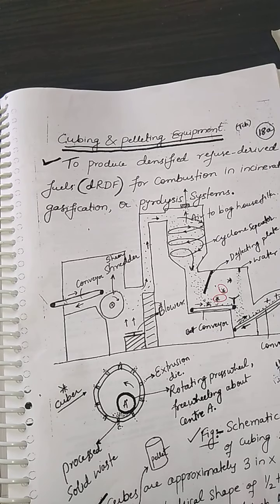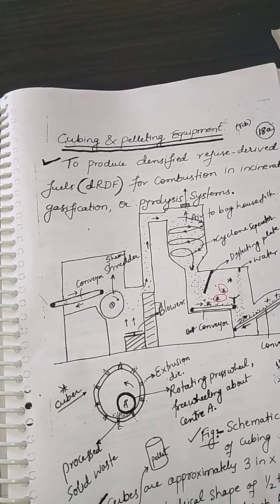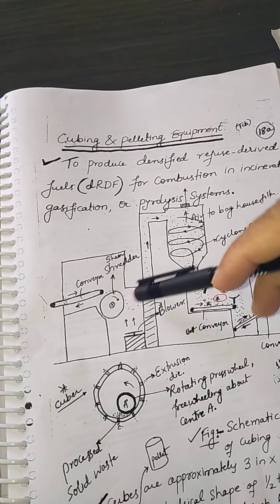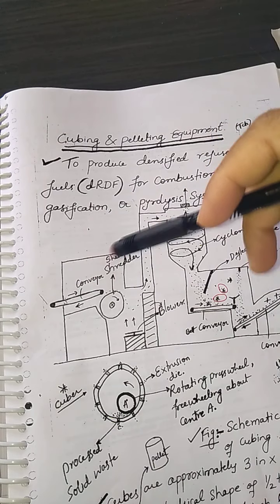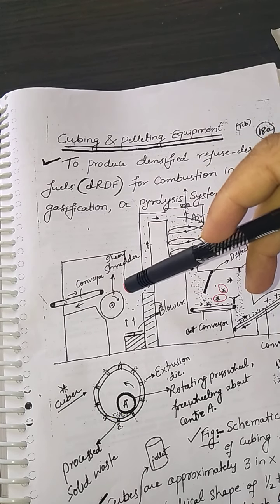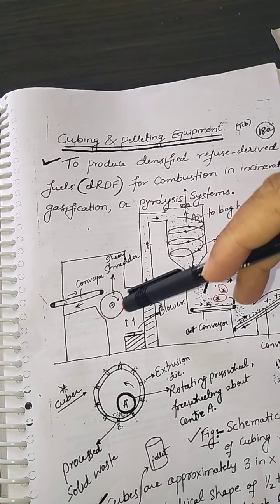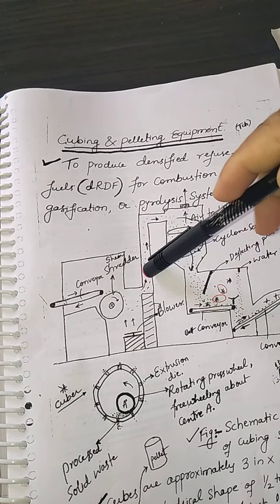Now we will be seeing what is cubing and pelleting. As the name suggests, the RDF, that is refuse derived fuel, is used in gasification and pyrolysis. Whatever waste material can be burnt in incineration or pyrolysis is fed over this particular conveyor belt, and here we will be using a shear shredder, which is going to reduce the size of the waste material. Then it is going to be blown by the air.